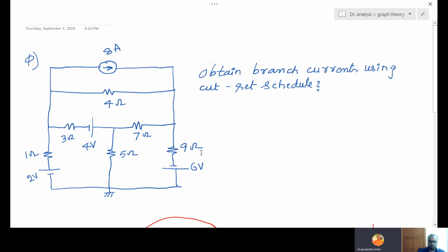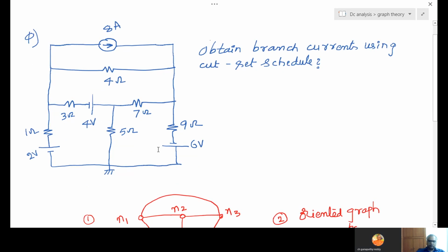So, continuation of the topic, same problem. Same problem: obtain branch currents using cut set schedule. Previously we studied tie set, and now this is cut set schedule.